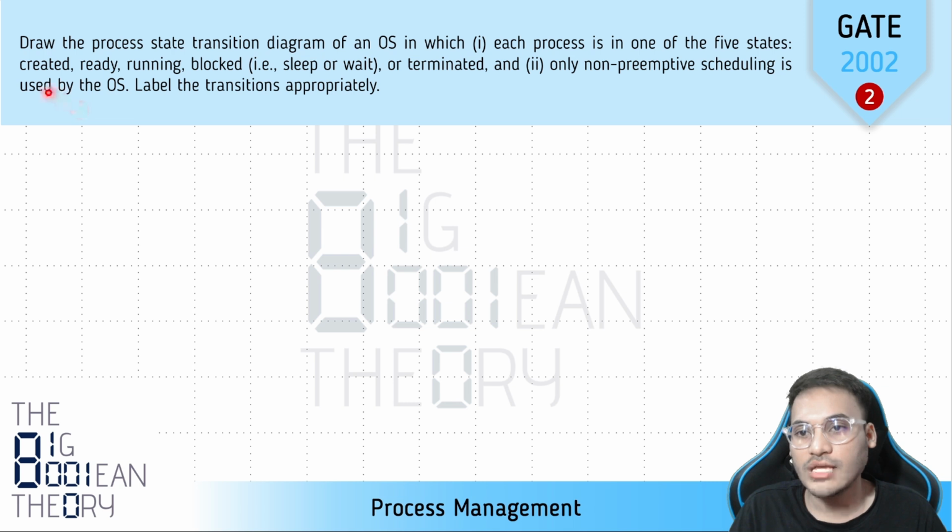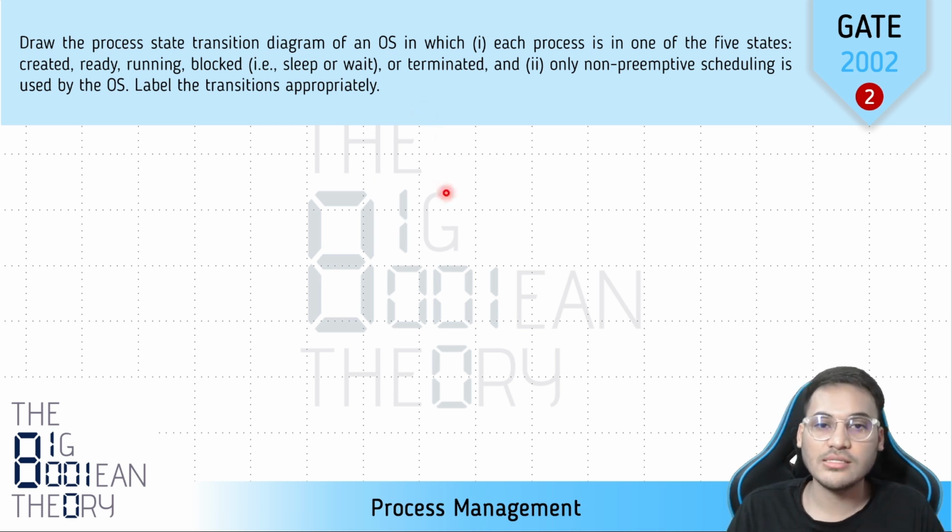The question goes like this: draw the process state transition diagram of an operating system in which the first condition is that each process is in one of the 5 states, that is created, ready, running, blocked, that is sleep or wait, or terminated. And the second condition for this diagram is that only non-preemptive scheduling is used by the operating system. And finally, they have asked to label the transitions appropriately.